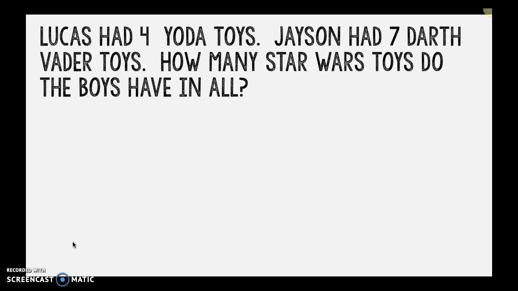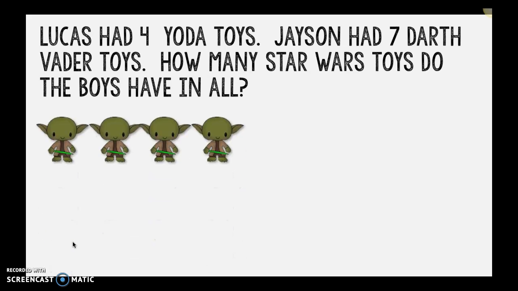The first line says, Lucas had 4 Yoda toys. Go ahead and show that to me. Draw it. Good job. Here's my 4. Right? So Lucas had 4 Yoda toys. I did a good job on that. Did you? Well done. Then it says Jason had 7 Darth Vader toys. Ooh. So you need to go ahead and show me 7 Darth Vader toys.